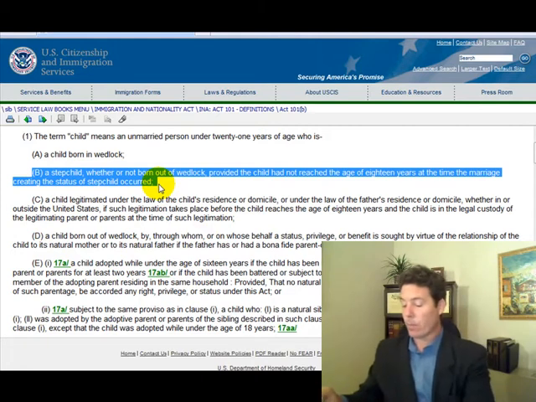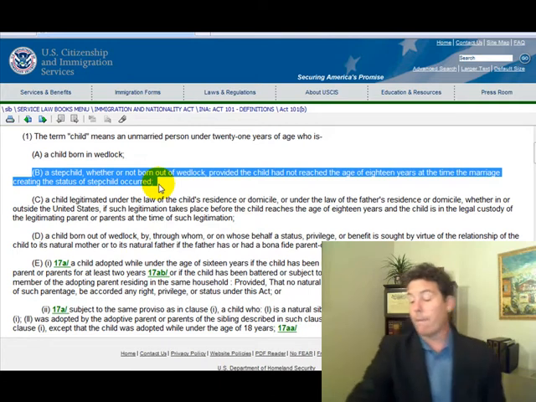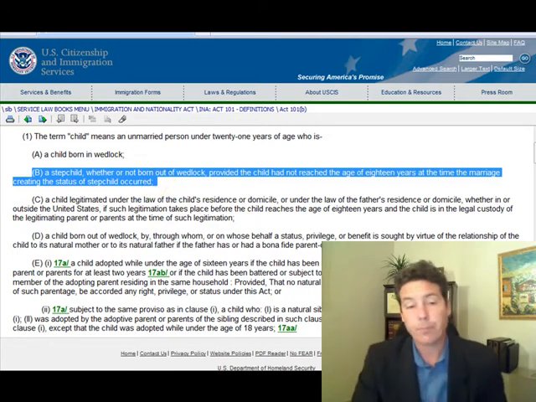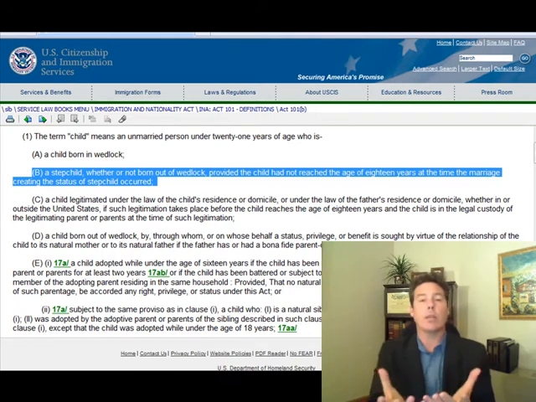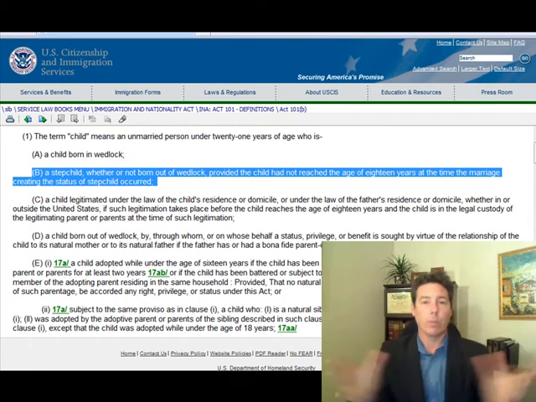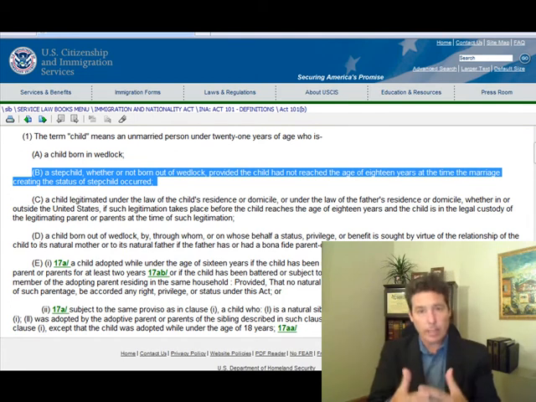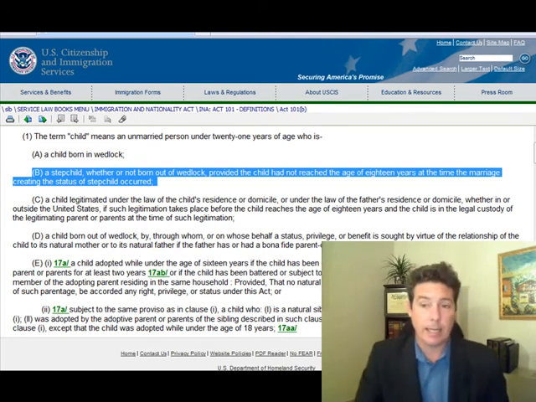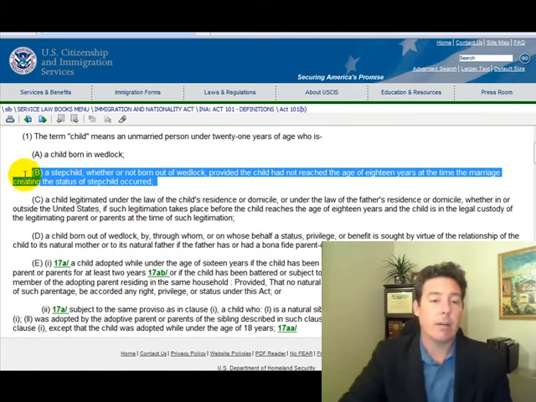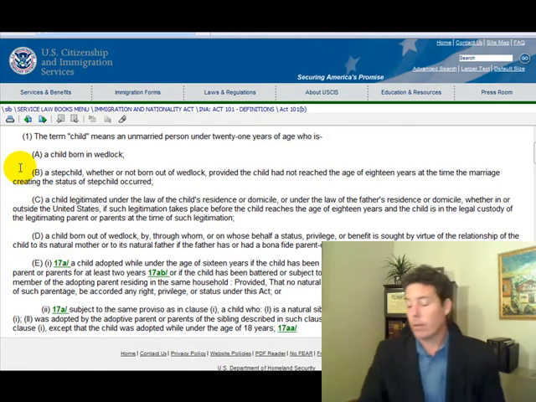So that is, there's more information around the stepchild issue, but basically the stepchild is going to always be considered a child if the relationship, the husband and wife, get together and get married while the child is still under 18. And that is a very generous provision there.